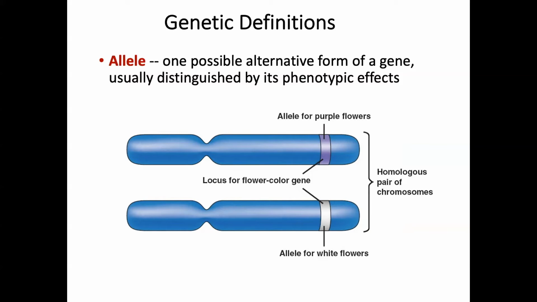An allele is one possible alternative form of a gene, usually distinguished by its phenotypic effects. So what does this really mean? From our first class, we learned that a gene is a piece of DNA that can encode a protein, right? So alleles are genes localized in a homologous pair of chromosomes, all right? So their DNA sequences can be the same or different. That is the reason why one allele can make, say, purple flowers, and the other allele can make white flowers. It is the encoded protein that determines the color.